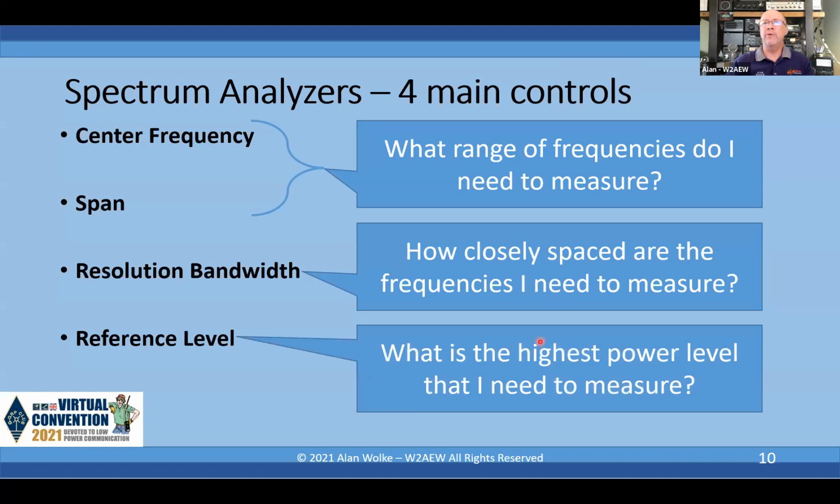And we talked a bit about reference level again. What's that highest power level that you're going to put into the analyzer at that point in time? You want the reference level to be equal to, or maybe even slightly higher than, that highest power level that you're going to put in. That's to ensure, number one, you don't overload or damage the instrument, and that you have sufficient signal above the noise floor to be able to see what you're trying to measure.